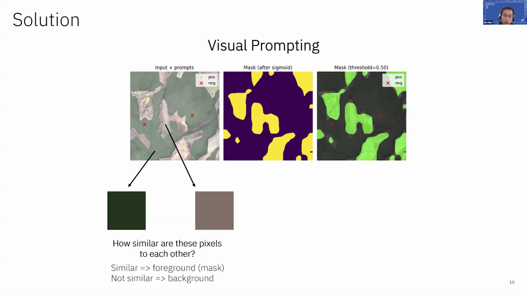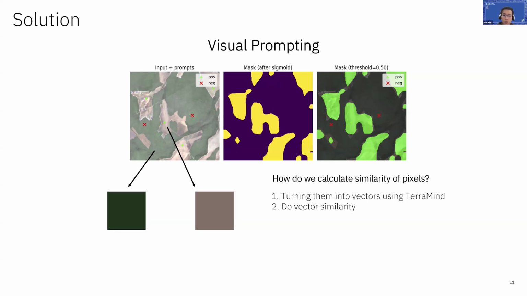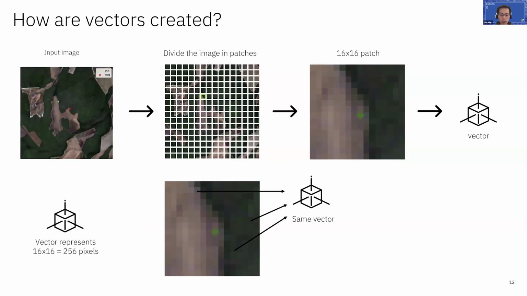What we could do instead is to turn this pixel that we have into a vector using, for example, TerraMind, a model that IBM developed, and then we can calculate vector similarity based on the vector representation for each pixel. So how can we turn each pixel into a vector? Let's do that with TerraMind for the image on the left side.